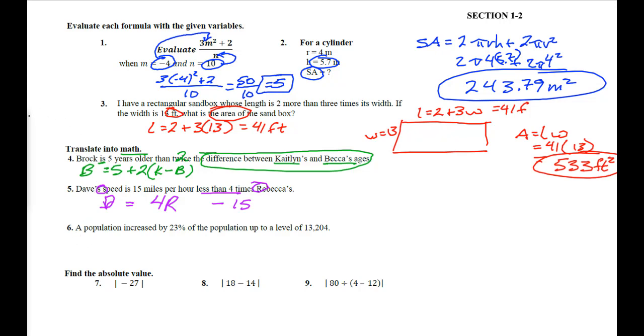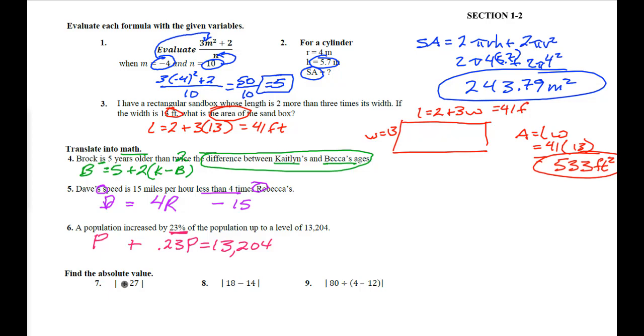Good. Number 6. A population increased by 23%. So a population increased by 23%, that's 0.23 for 23% of the population, up to, so equal to, a level of 13,204. Good, and we don't need to solve it, we just need to translate it. Good.